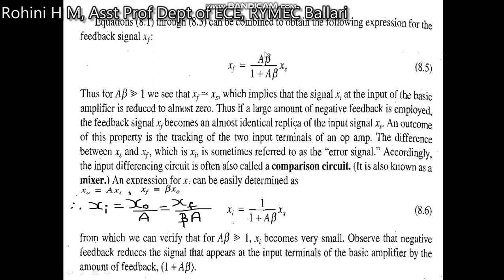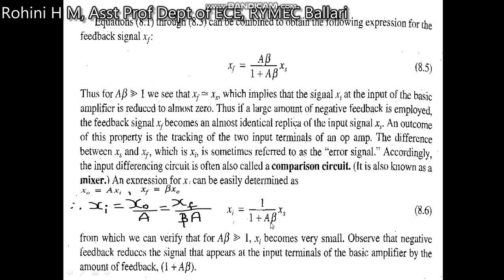Now from this expression, what is the xi signal? That is xf divided by, what is xf? Here comes equation 8.5, that is our xf signal. So we need to divide this expression by beta A. Numerator terms divided by denominator terms cancel, so we remain with 1 divided by 1 plus A beta into xs. Therefore this term 1 plus A beta is called the amount of feedback.